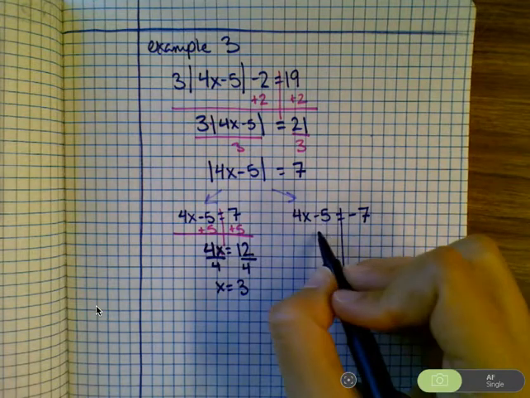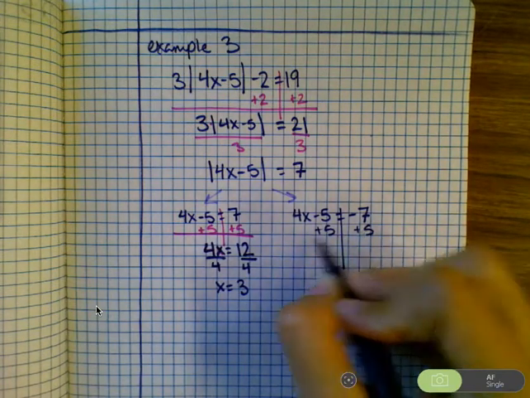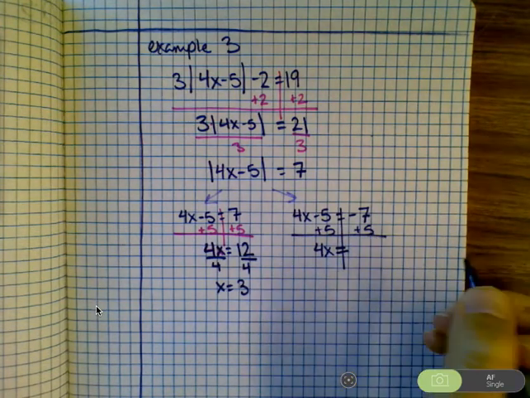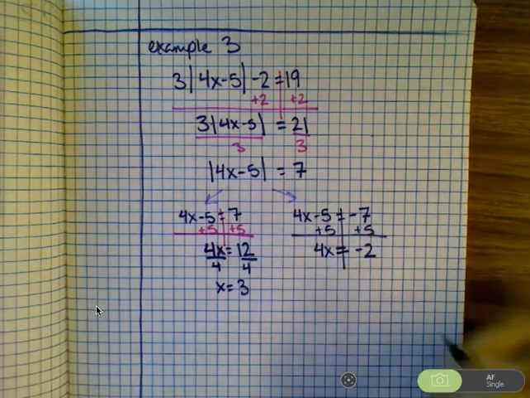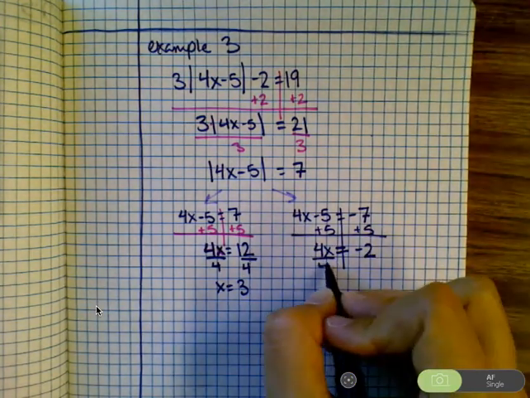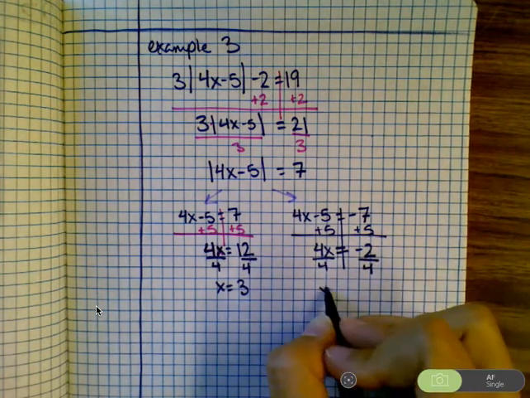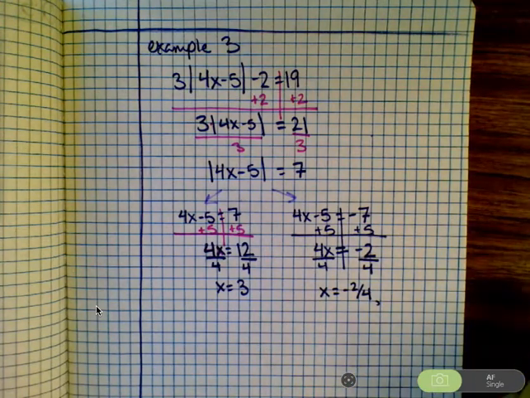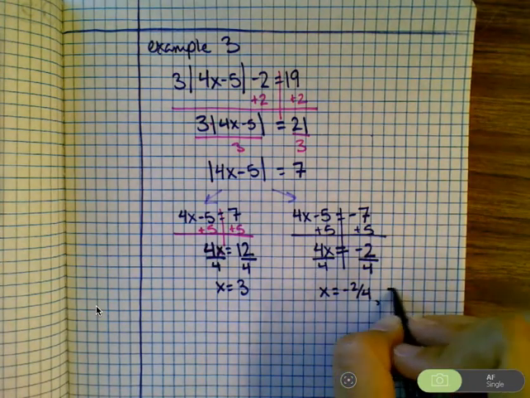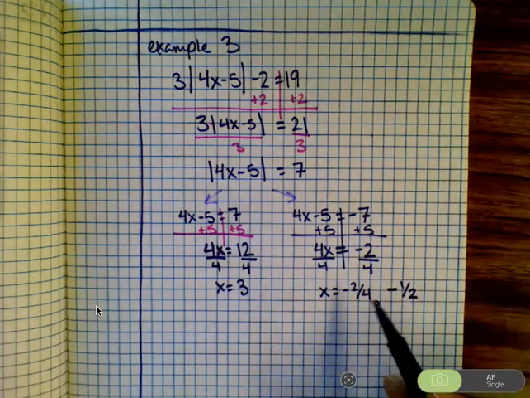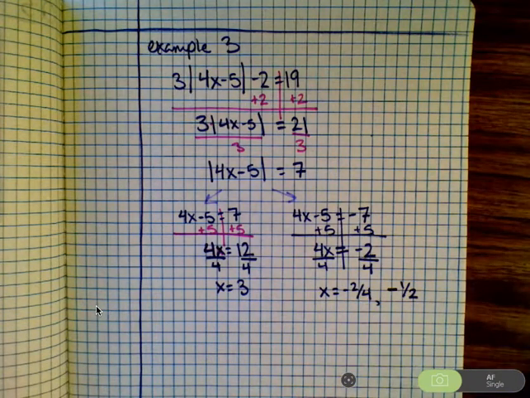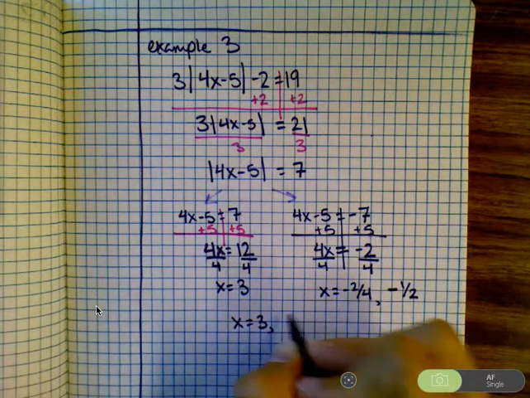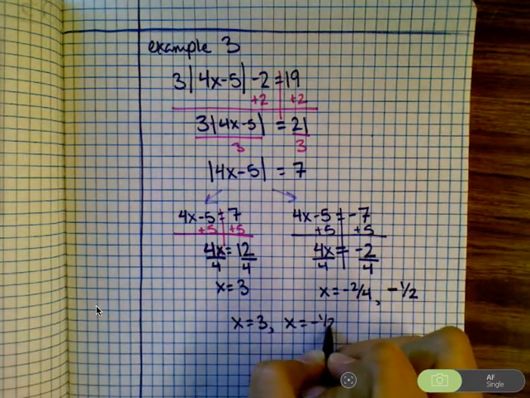Over here, add 5, add 5. 4x equals negative 7 plus 5, which is negative 2. Divide both sides by 4, and x equals negative 2 over 4. But if you think about negative 2 over 4, really what we usually write is negative 1/2. 2 quarters is the same as 1/2. Okay, so our two answers to this one would be x equals 3 and x equals negative 1/2.